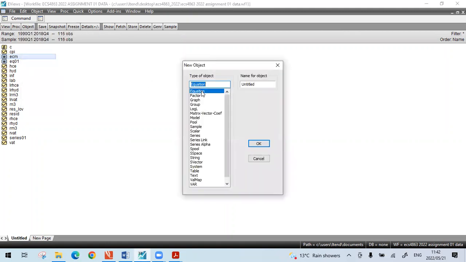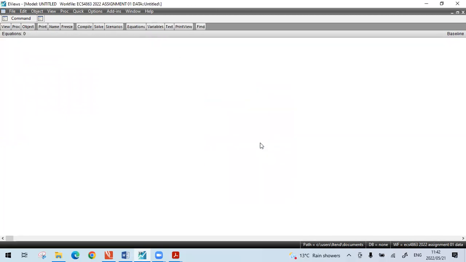Do you want an equation? No. A vector, a graph. Where's the model? Here. We want to come up with a model. It's untitled, it's fine, no problem, even without a name. Just click like this. This is my model.